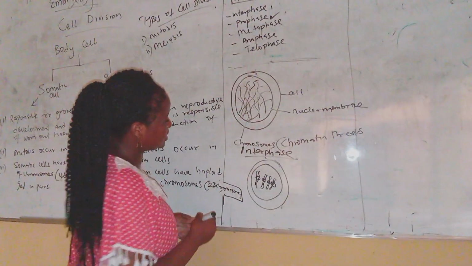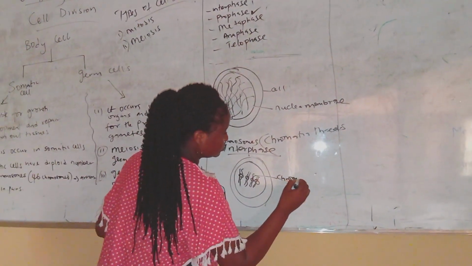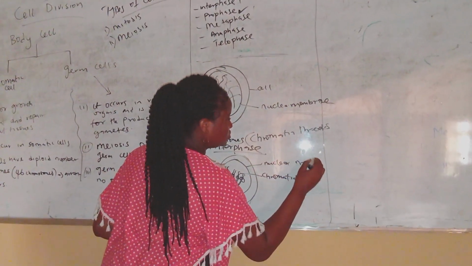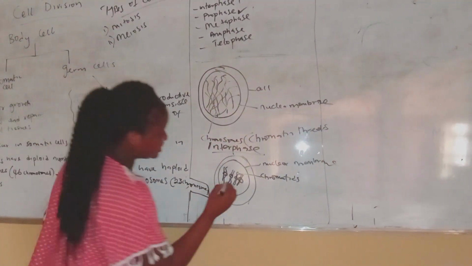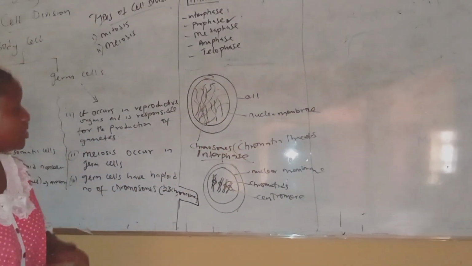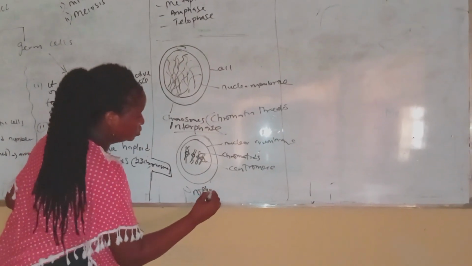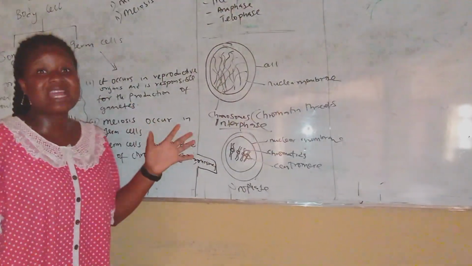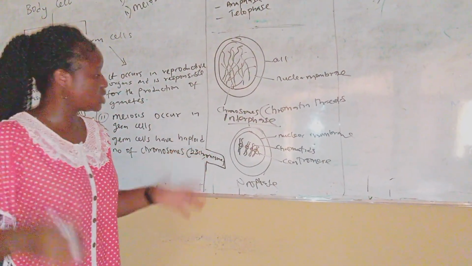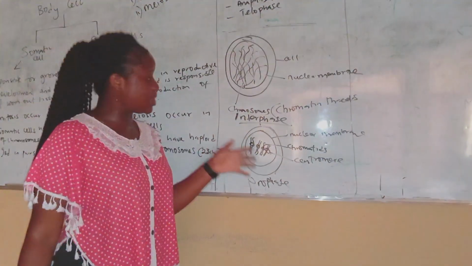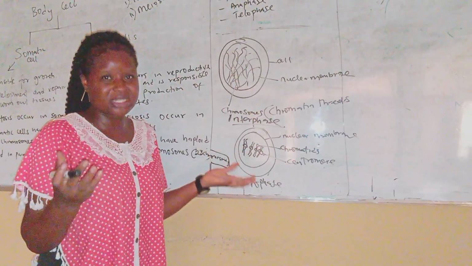So as you can see, these are the chromatids. This is our nuclear membrane. This is our centromere. But there's one thing you need to understand in prophase. In prophase, the chromatids are not clearly seen, not easily distinguished. With the help of a microscope, scientists have been able to say that chromatids are present in the prophase stage, but not properly distinguished.